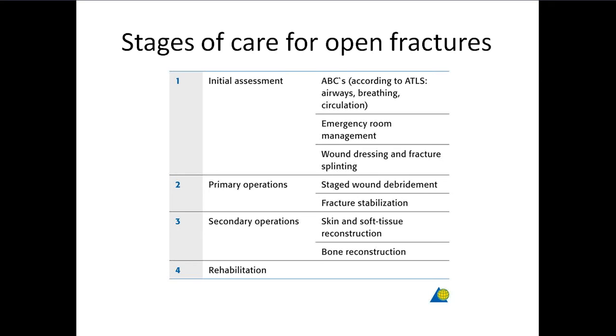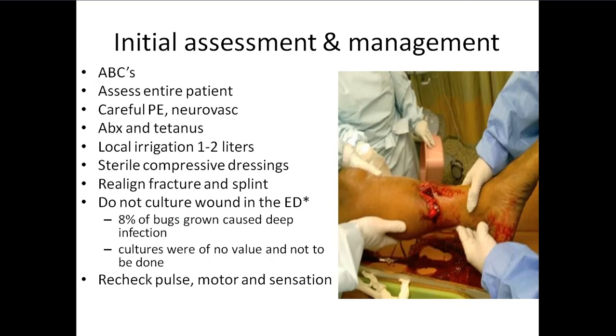These are the steps of care. So: airway, breathing, circulation, careful neurovascular examination, antibiotic, tetanus. I'm just summarizing. Local irrigation and sterile compressive dressings, and realign the fracture and splint. Don't culture the wound in the emergency department, and you must be very careful. Recheck the pulse, motor, sensation, everything.